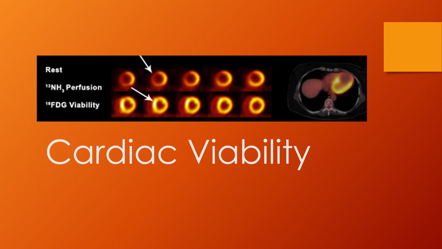And the image that you see here is a nitrogen perfusion study followed by a viability. You see that the nitrogen perfusion has a pretty significant septal, anterior and inferior wall defect there, and on the viability, it is perfused, so that shows you that is viable myocardium.